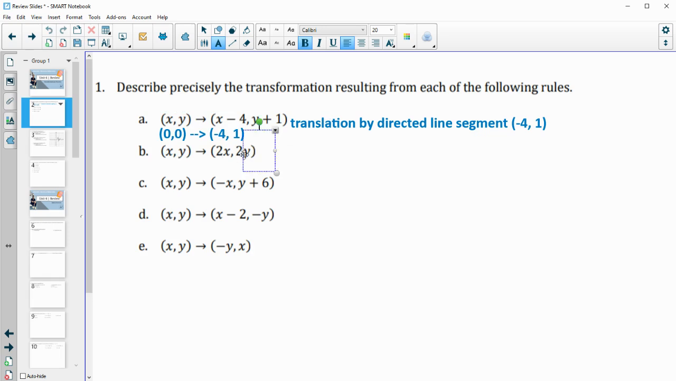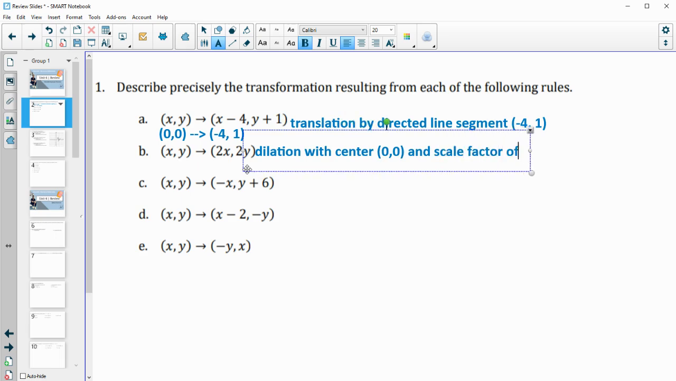This next one where you multiply them, if you're multiplying by the same number, so here we're multiplying by 2's, both the x and the y are being multiplied by 2. This is a dilation with center 0, 0 and scale factor of 2.